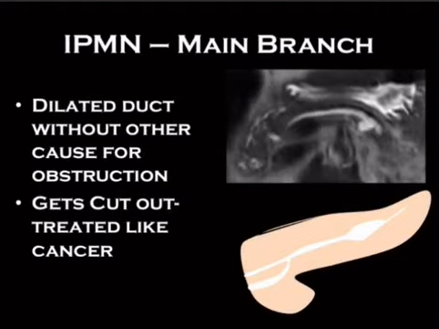I mentioned side branch IPMNs. This is the main branch IPMN. So dilated duct, no cause of obstruction. This is basically treated like cancer. It's high risk. If you were asked which one's worse, side branch or main branch IPMN? Main branch is way, way worse. Side branch IPMNs are the pulmonary nodules of the pancreas. You see them all the time. Most of the time they don't mean anything, just like pulmonary nodules in the lungs. Sometimes they're cancer. They're usually nothing. You still have to follow them.